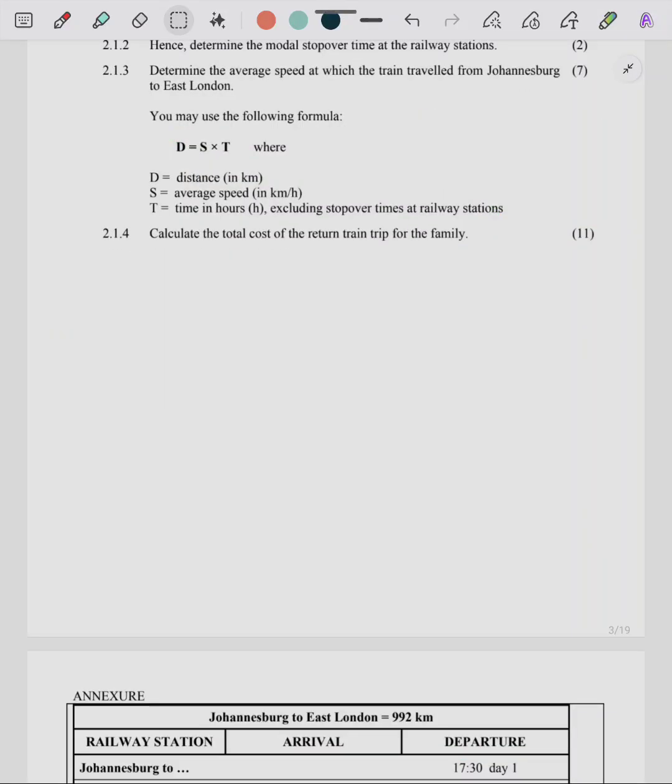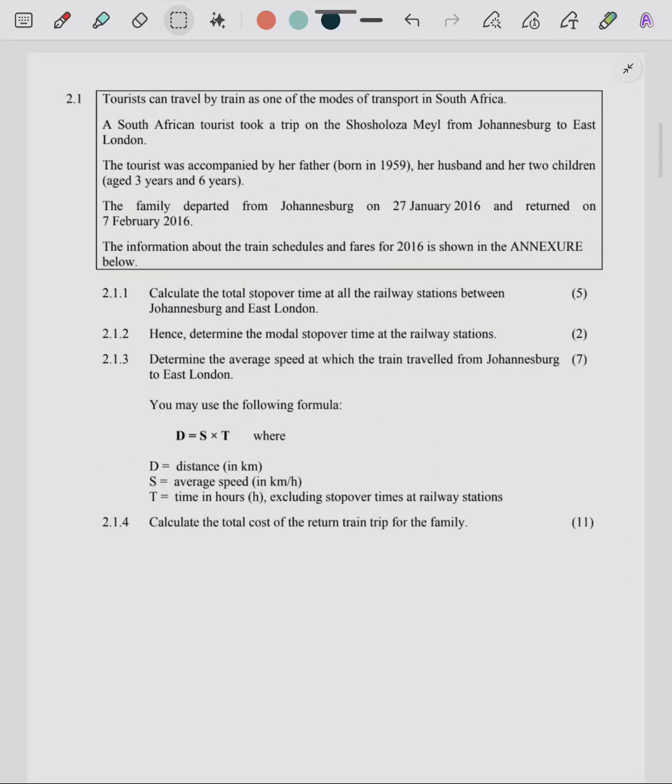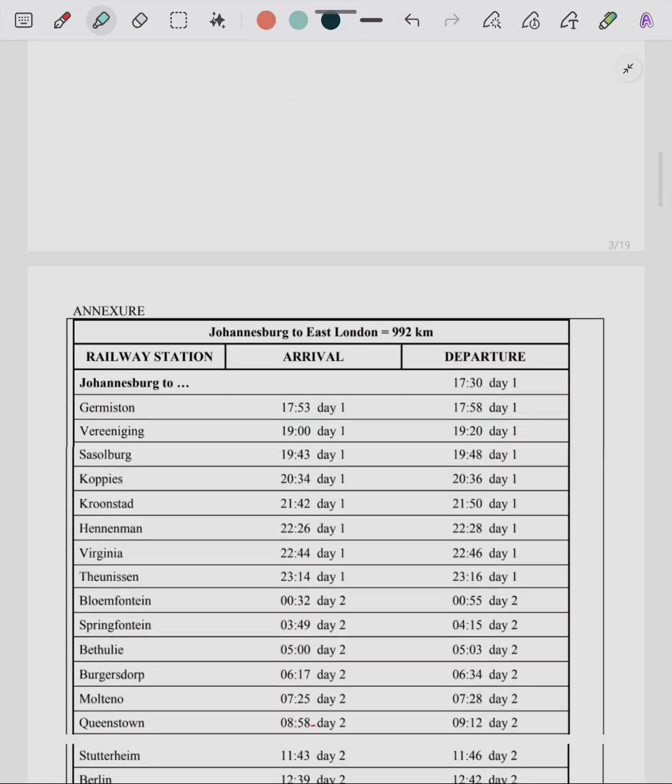Alright, our last question is calculate the total cost of the return trip for our family. We do have some information about the size of the family from our question. So now we need to see who's involved in the family. We're told there was the tourist, her father, who was born in 1959, her husband, and her 2 children, aged 3 and 6. And now we need to go and see what they tell us about the fares.